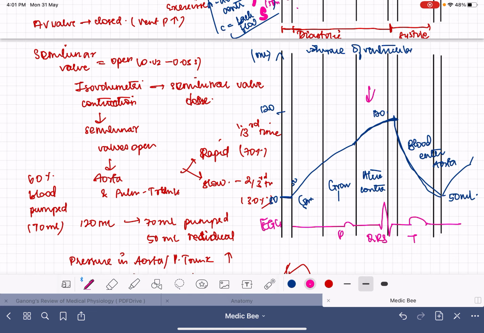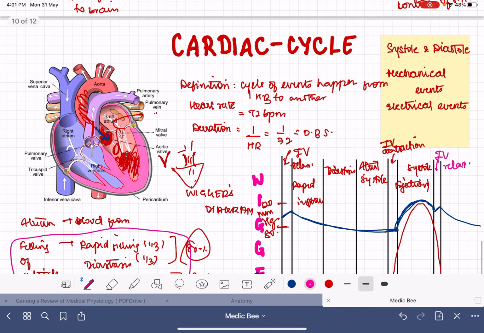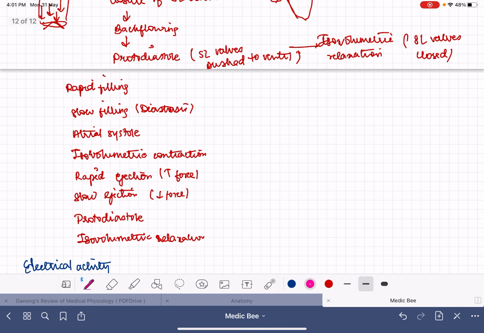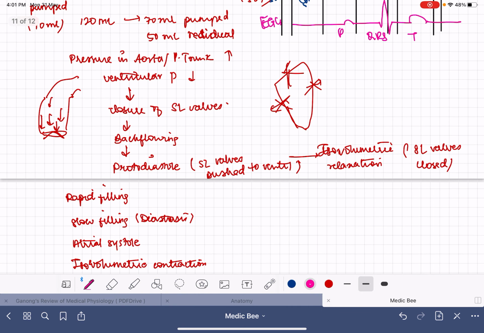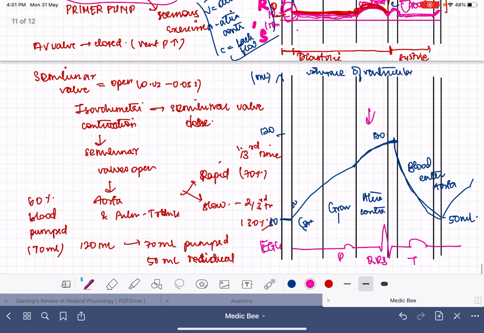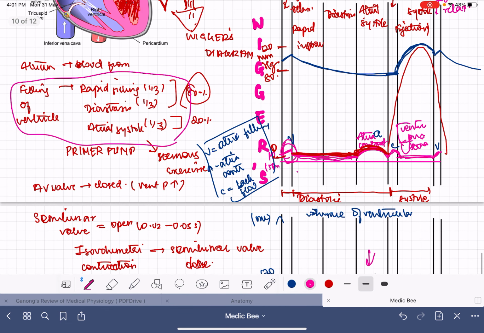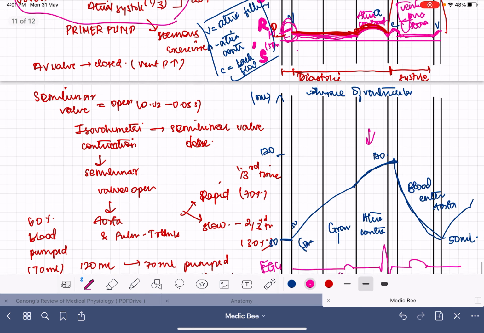So in this video we have seen the different mechanical events and the electrical events that are happening, and also the different stages, how much volume is involved, the Wiggers diagram, and the changes in the atrial pressure and ventricular volume, and all that we have seen.